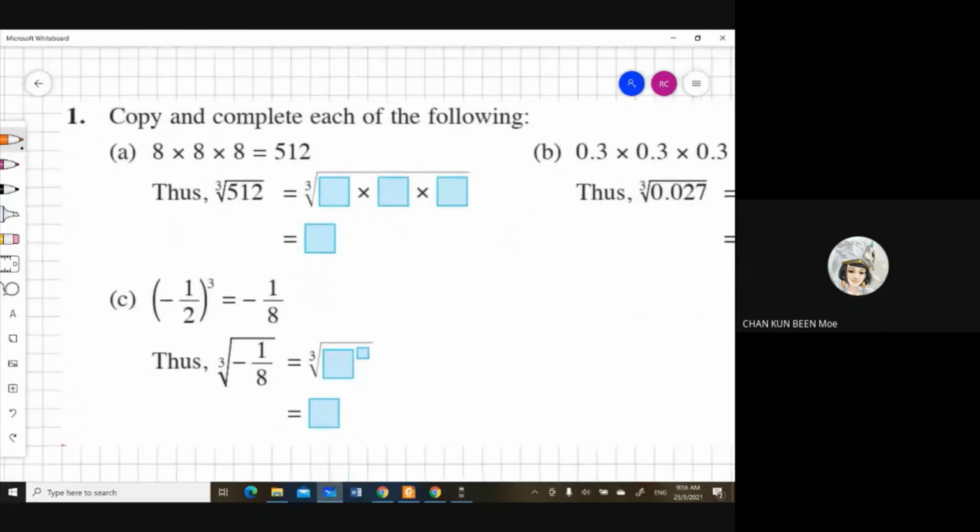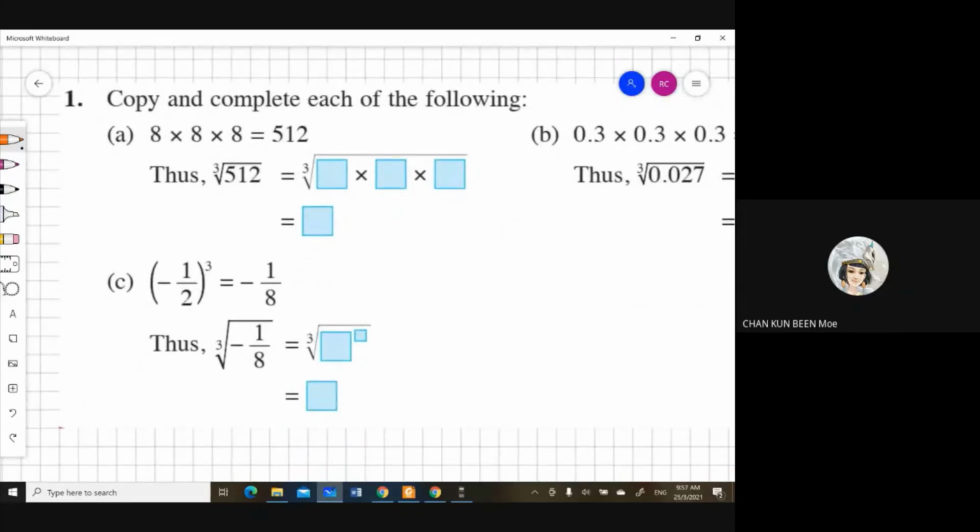You can see the exercise. Copy and complete each of the following. So A times A times A is 512. Cube root of 512 is what? Can you tell me what I should fill in the box over here? 8. It is 8. What about the last one here? 8. Yes, correct. It is 8.